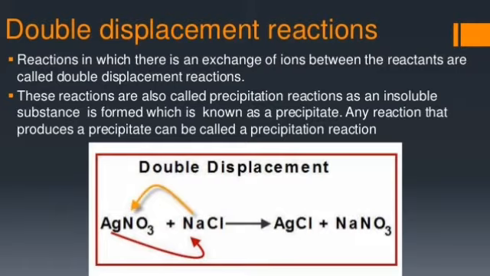Here is an example of a double displacement reaction, that is silver nitrate, AgNO3, plus sodium chloride gives silver chloride plus sodium nitrate. Here sodium and silver are displaced, and also nitrate and chloride are displaced, and as such this reaction is a type of double displacement reaction.